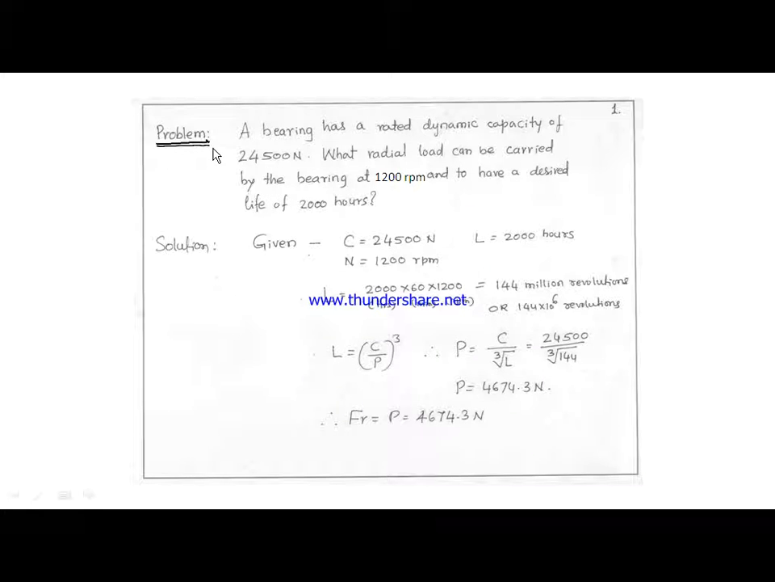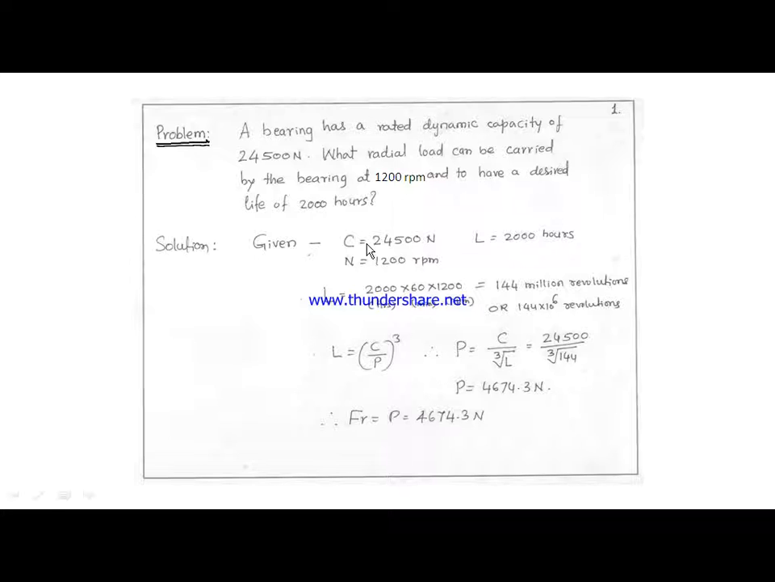Now let us look at another problem. A bearing has a rated dynamic capacity of 24,500 Newton. What radial load can be carried by the bearing at 1200 RPM of the shaft and to have a desired life of 2000 hours?